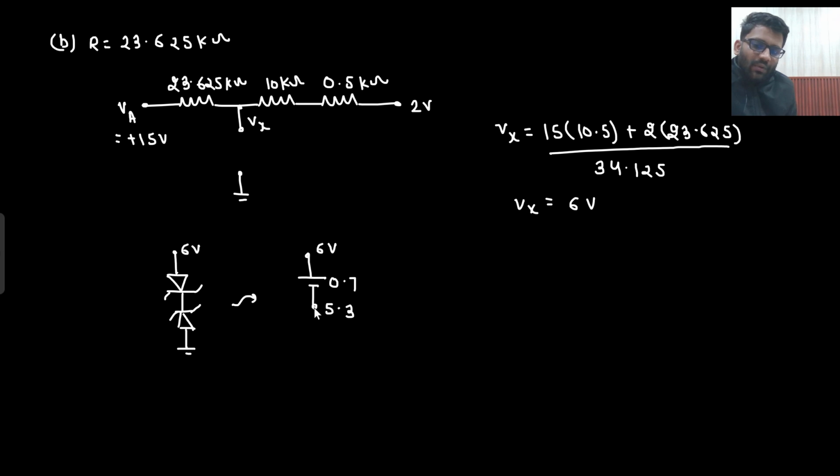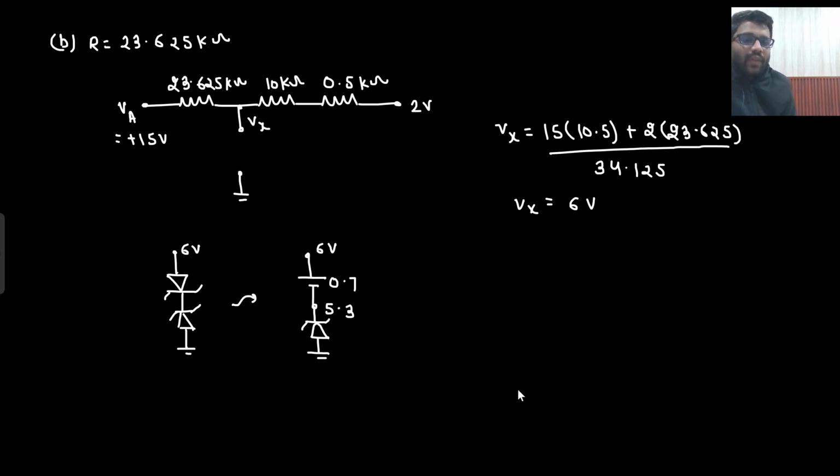What will I be having here? 5.3. Now you let me know, is this 5.3 enough to take it into breakdown? No. It cannot go into breakdown. So where will it go? In reverse bias, because at N potential you have 5.3, at P you have 0. So if you assume this to be forward bias, then this is going into reverse bias.